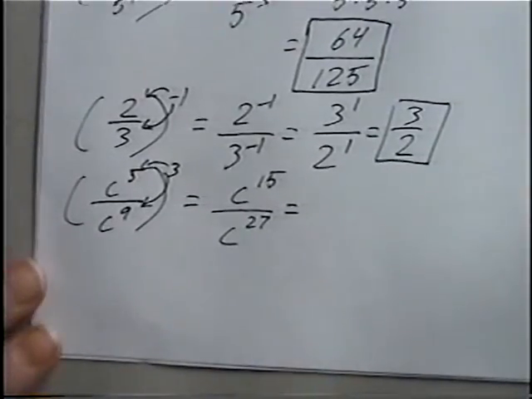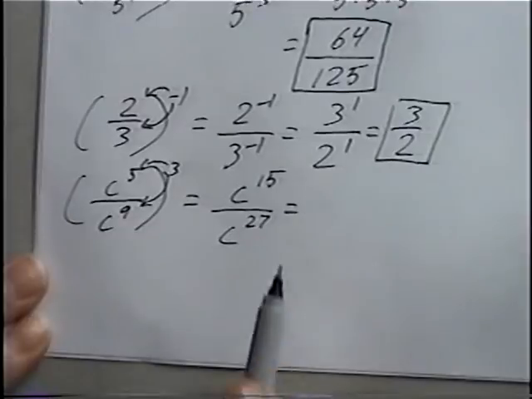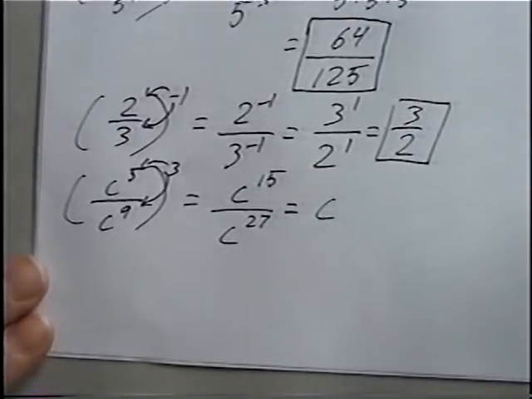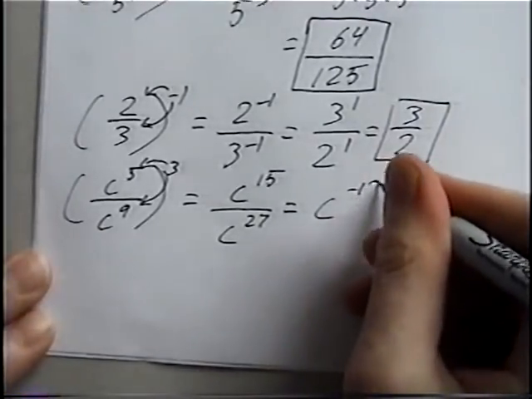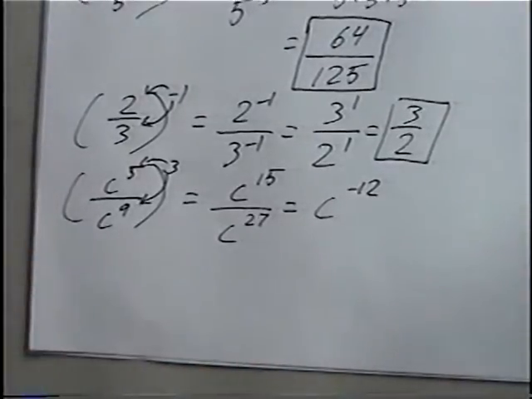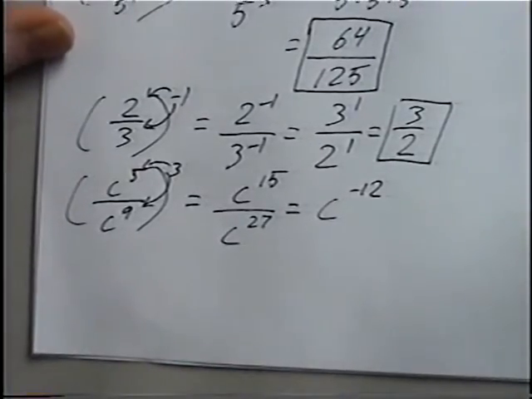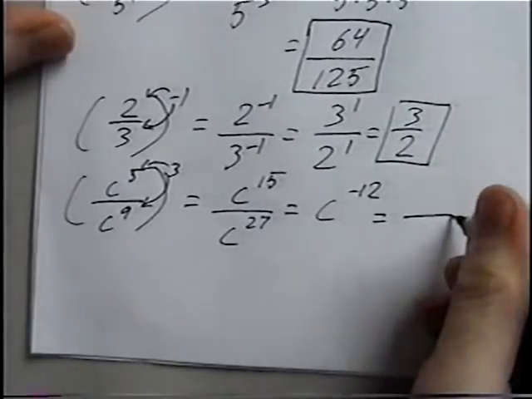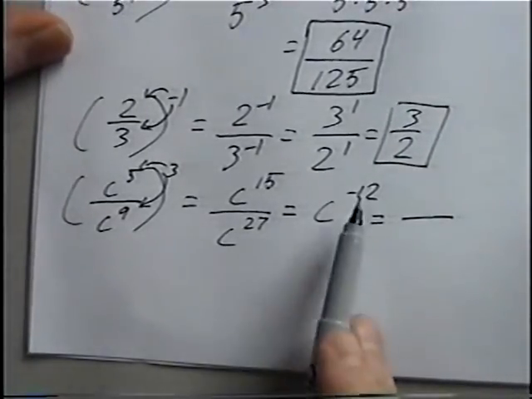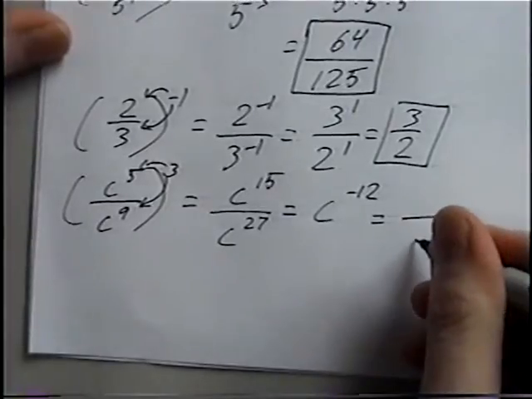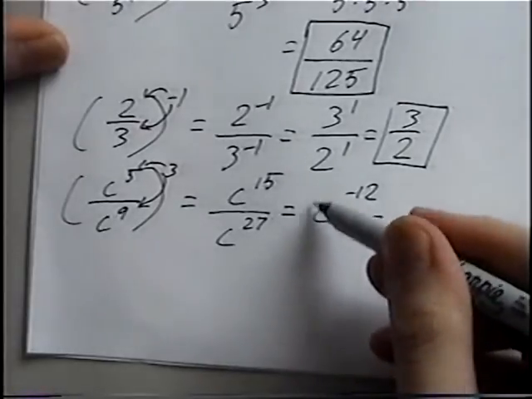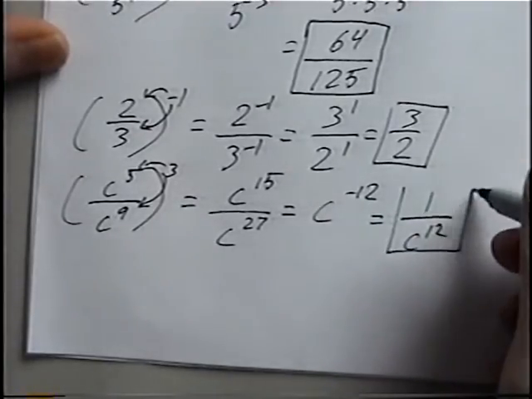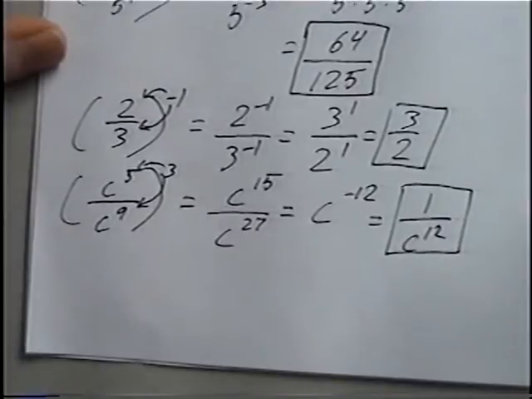Simplifying still. Subtracting exponents when you divide. Again, that's from a previous section. 15 minus 27 would be negative 12. You subtract the denominator from the numerator. Negative exponents, again, mean you'll have a fraction. If you have a negative exponent, you can put that on the bottom of the fraction. It becomes positive. There's an imaginary 1 in front of the C. So your final answer is 1 over C to the 12th.